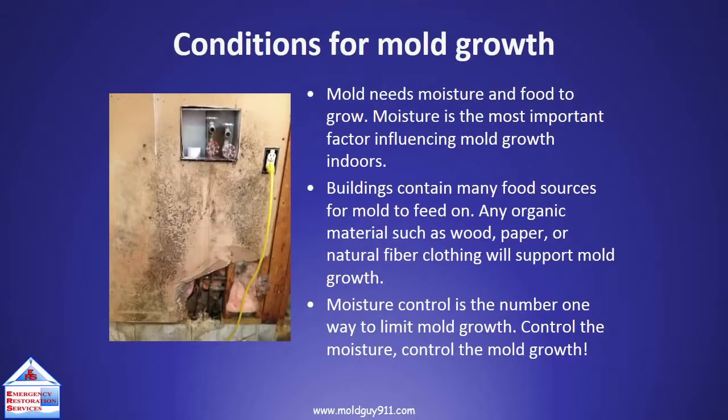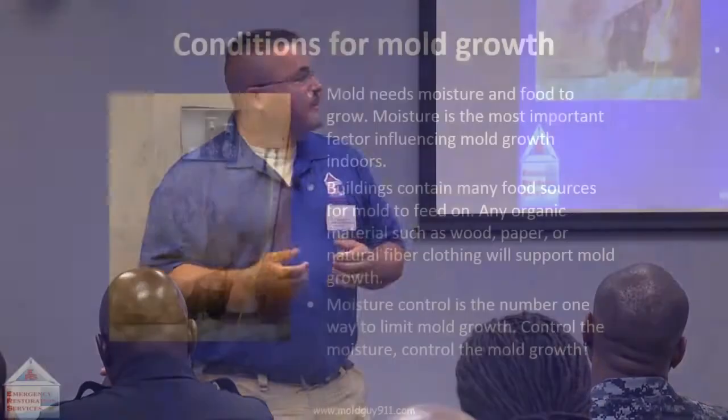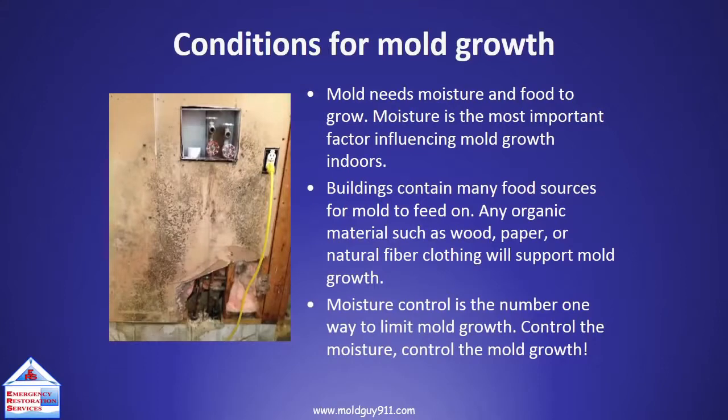And then it needs a moisture source. And what you're going to hear in this presentation is that moisture is going to come around over and over and over again. And the reason being, it's the one thing that we can control. We can't control the fact that there's mold spores. We can't control the food source because our buildings are built with plenty of food in them. So the way that we're going to control mold is by controlling moisture.